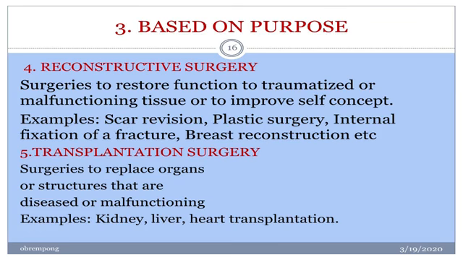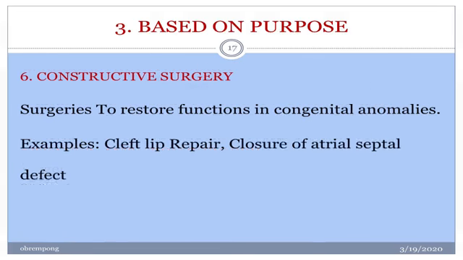They are okay, they want to look good. Breast reconstruction and etc., or all types of reconstructive surgeries. And then the last one that we can talk about is transplantation surgery. Surgeries to replace organs or structures that are diseased or malfunctioning. An example, transplantation of kidney, liver, heart transplant, and all those things. So these are some of the classifications of surgery based on purpose, based on urgency, based on risk. So these are the classifications and the examples under them.